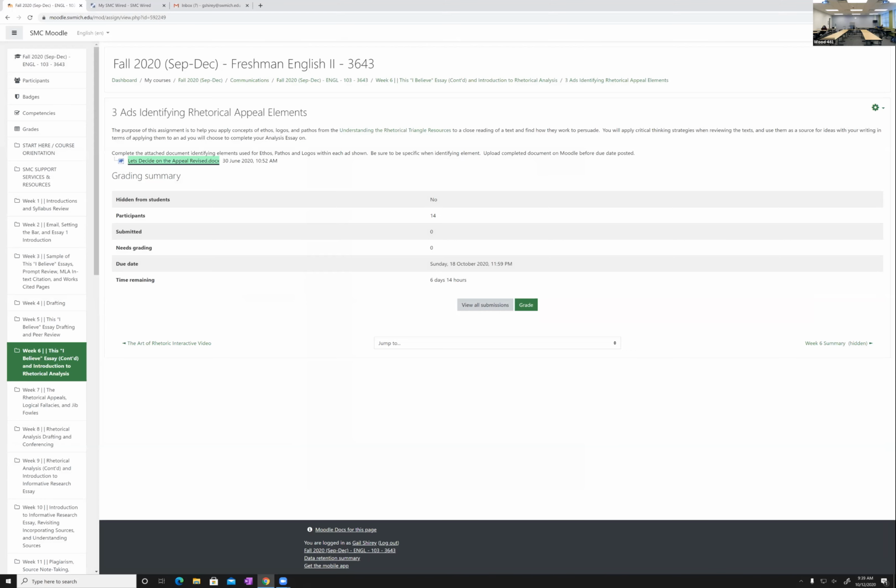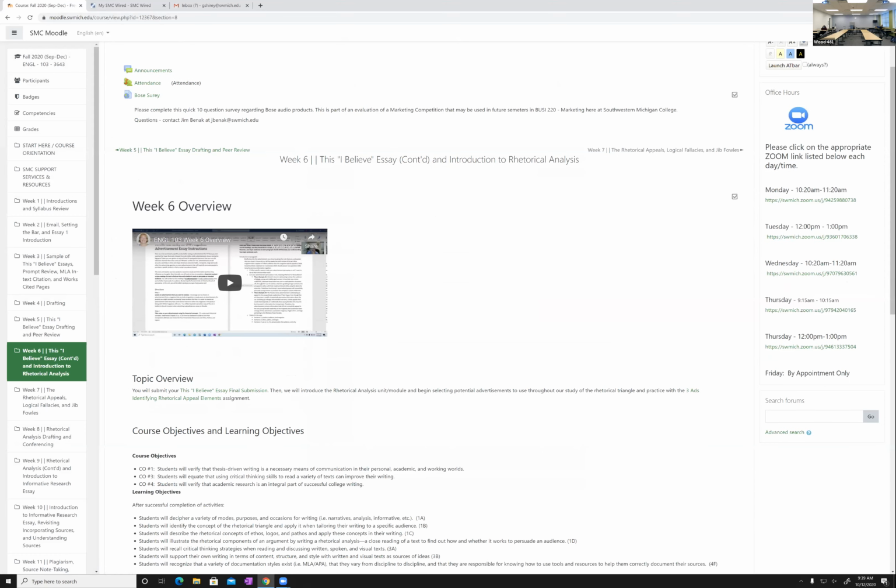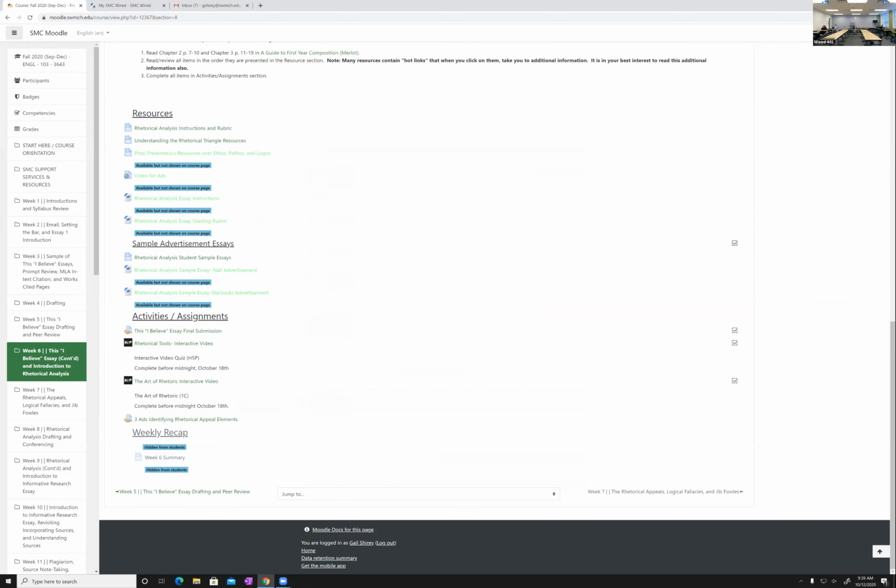As always, all 3 of these are due no later than Sunday midnight. And then of course, the I Believe essay submission is due Sunday before midnight as well, but that's kind of an old one outstanding. You're just hopefully wrapping that up and just kind of polishing.